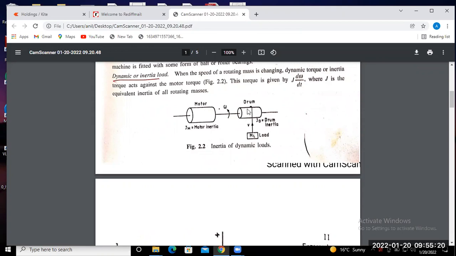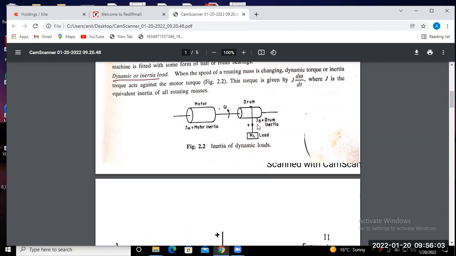With that drum, you have one belt hanging on the drum, so you can drive the load. When the motor shaft is rotating in this direction, the drum or mass connected with the motor shaft also rotates in this direction. So whatever load you have hung on this belt tries to move in the upward direction.